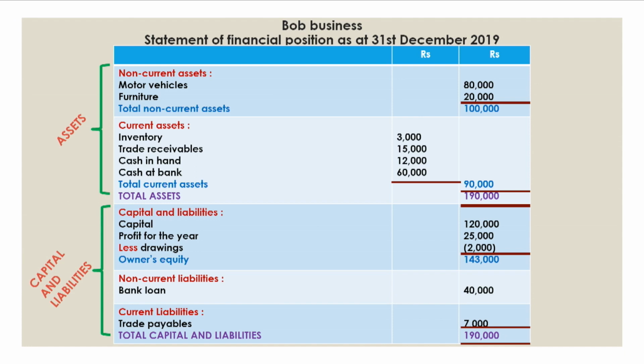Therefore, the total capital and liabilities is 143,000 rupees. Add 40,000 rupees bank loan, add 7,000 rupees trade payables. This gives a total of 190,000 rupees. As you can see on the screen, the total assets and total capital and liabilities are equal.